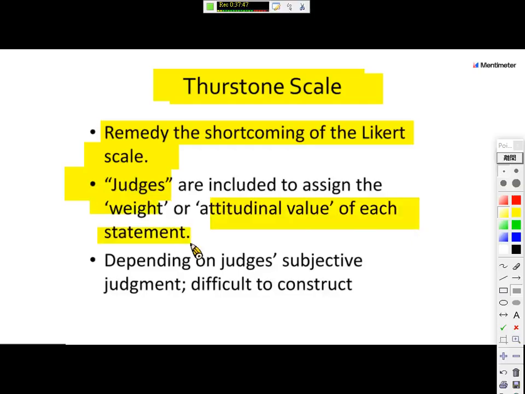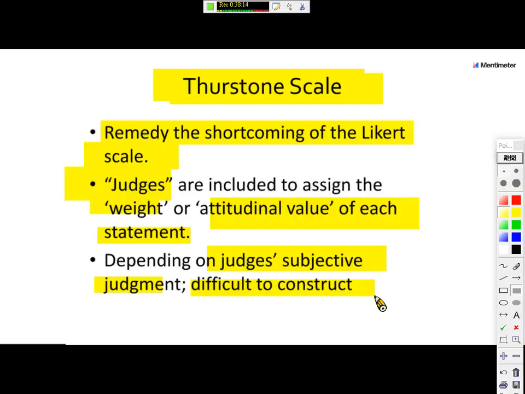So basically, you invite a judge. They are supposed to be experts in this field. So you invite the judge, and you depend on the judge's subjective judgment because you rely on their subjectivity. So basically, it's very difficult to construct. Because imagine this, who are the judges you want to invite?